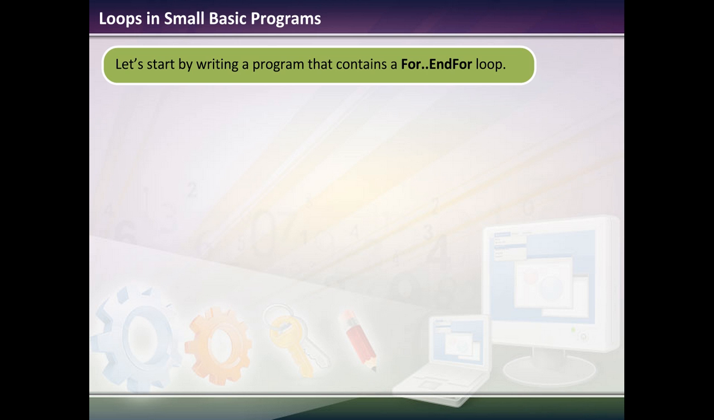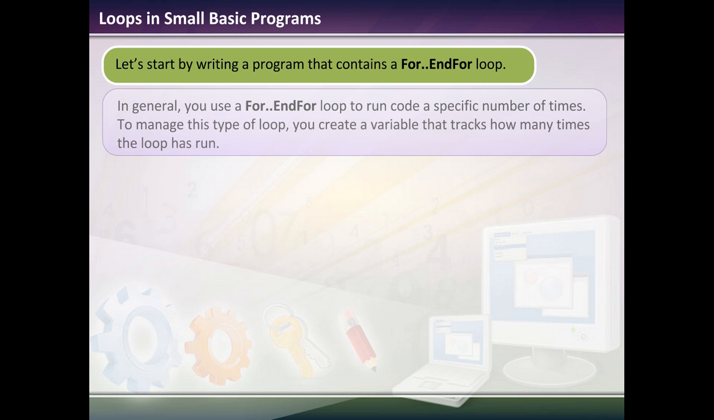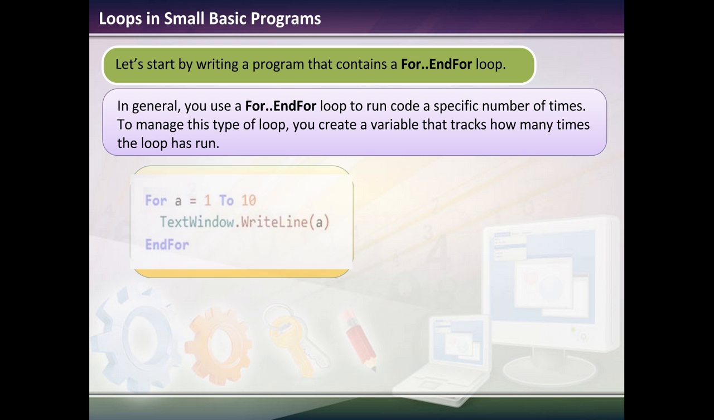Now this is nice because when we do for and end for loop, in general you use for and end for loop to run a code with a specific number of times to manage the type of loop. You create a variable that tracks how many times the loop is run. So in this one we would say for a equals 1 to 10. Alright? Then we would write in the text window the variable a, and end for.